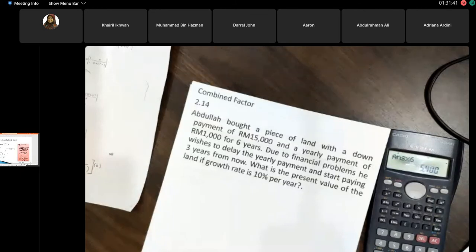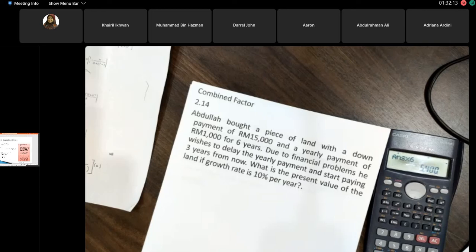Okay, now we go to the capitalized cost. Okay, what is the capitalized cost? Capitalized cost is a project which has a very long service life, such as highway, bridge, airport. These are some examples. When the project involves something that you cannot expect the time for.